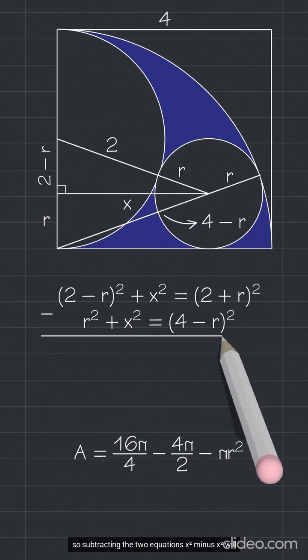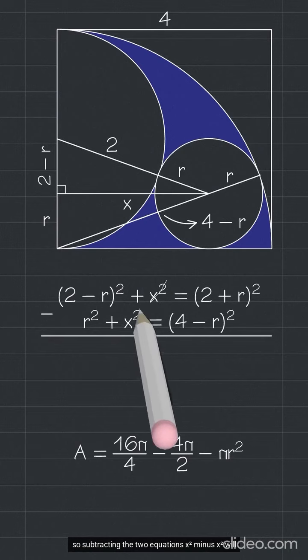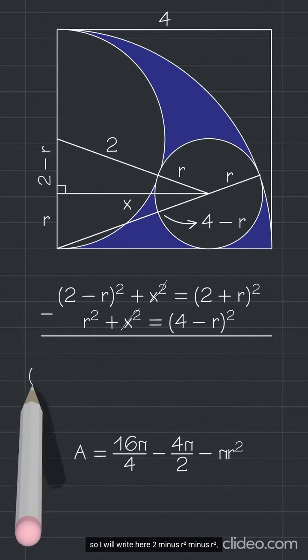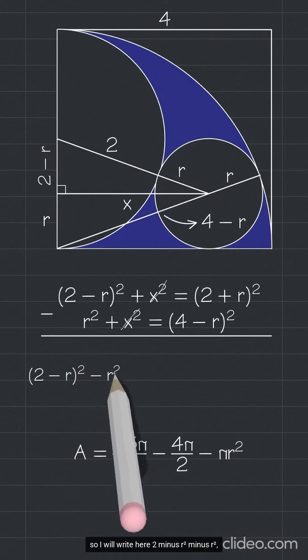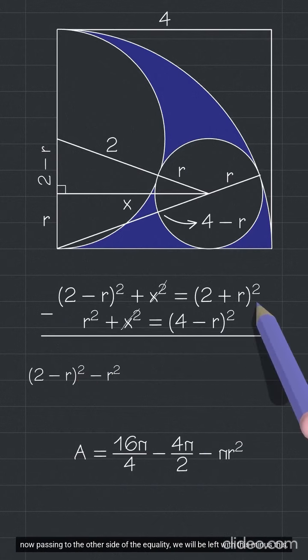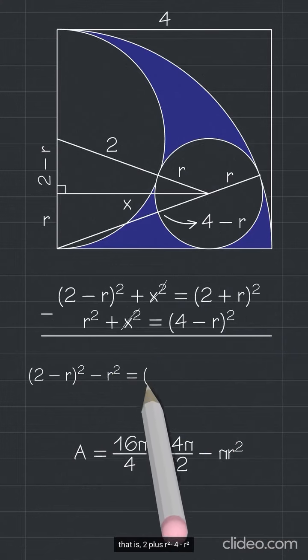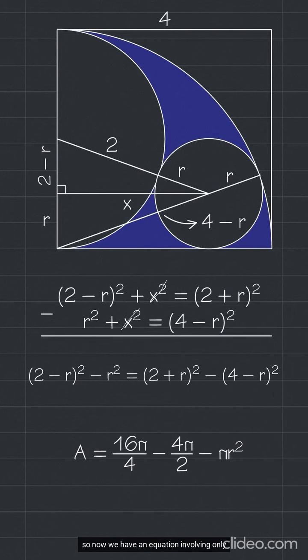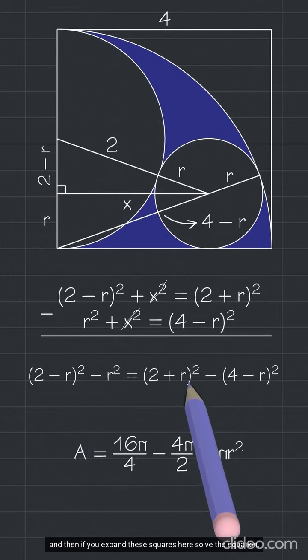So subtracting the two equations, x squared minus x squared will be equal to 0, and you will be left with (2 minus r) squared minus r squared. So I will write here (2 minus r) squared minus r squared. Now passing to the other side of the equality, we will be left with this minus this, that is (2 plus r) squared minus (4 minus r) squared. So now we have an equation involving only r. And then if you expand these squares, solve the equation, you will find r equals 1.